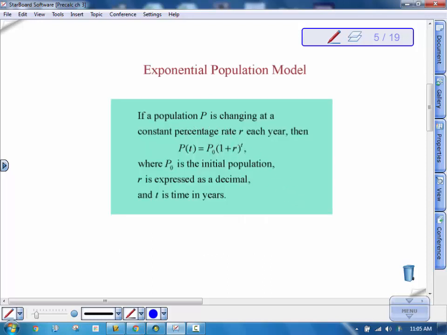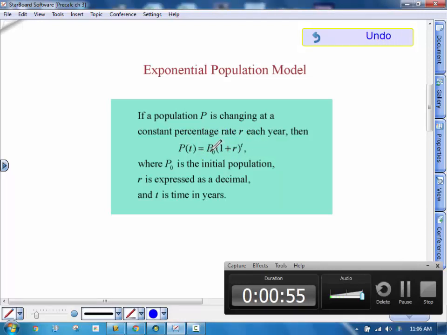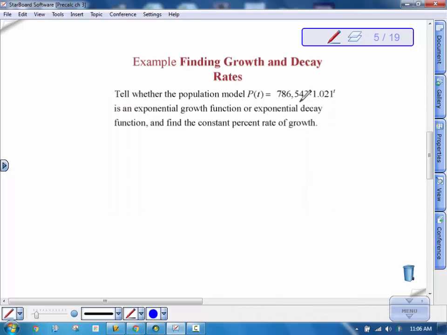This would be, like y equals a b to the x, where this is a, this is b, and this is the exponent. So it's the same formula, only we are using some different variables here, basically. But we're going to find that r a lot today, and we're going to use that to answer a lot of questions. So here's an example then.